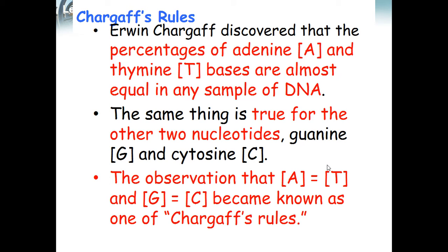Here's another one, Chargaff's rule. Chargaff's rule has to do with whenever you have one of these base pairs, you're going to have exactly the other one on the other side: A to the T, C to the G. So his rule basically says the percentages of adenine and thymine bases are almost equal in a sample of DNA. The same thing is true for the other two nucleotides, guanine and cytosine. The observation that the number of A is equal to the number of T and G is equal to the number of C is known as Chargaff's rules.